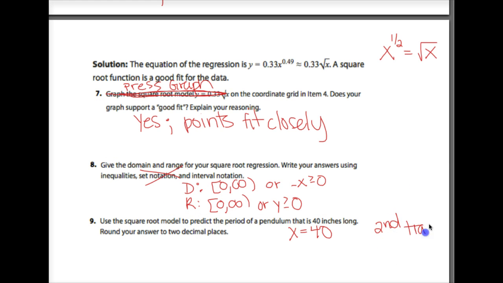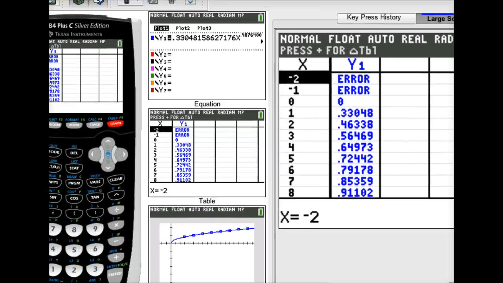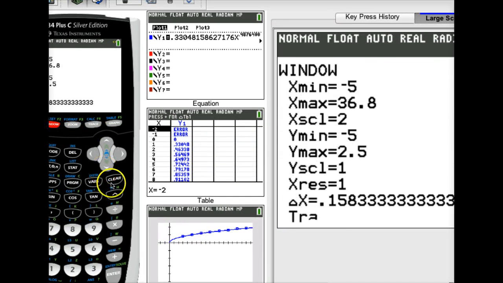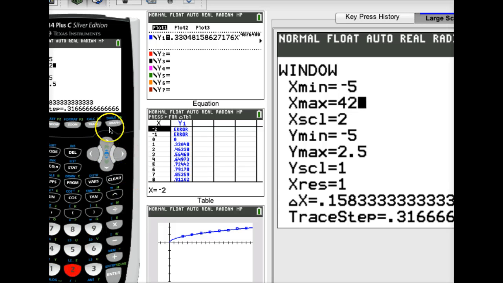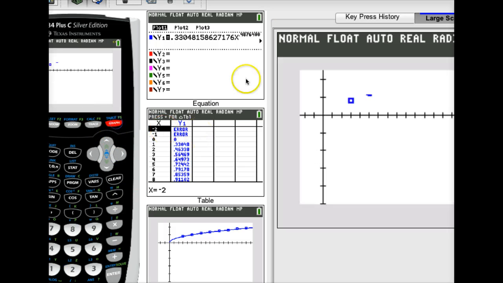We go to the second trace menu and we choose choice 1, which is value. But the key is make sure your window is appropriate. I want to plug in x equals 40. I have to make sure that my window goes up to at least x equals 40, which right now it does not. So I'm going to change my x max and make it 42. And then press graph again.